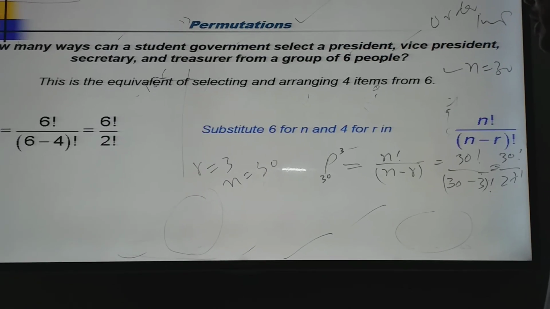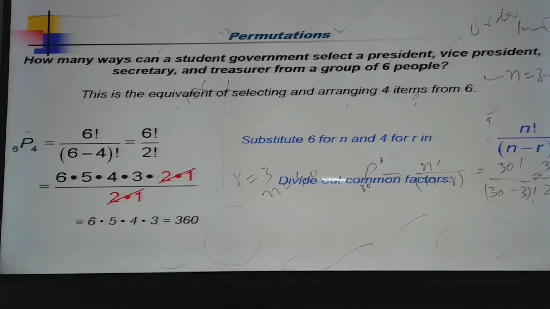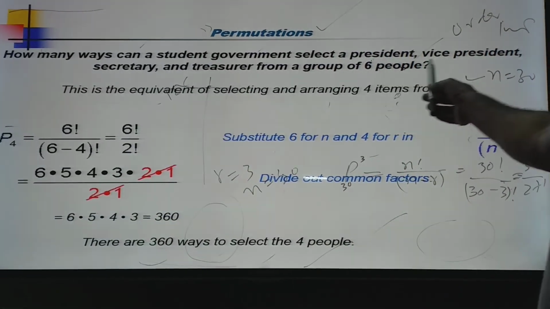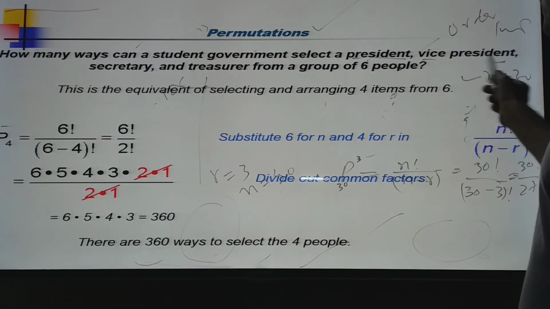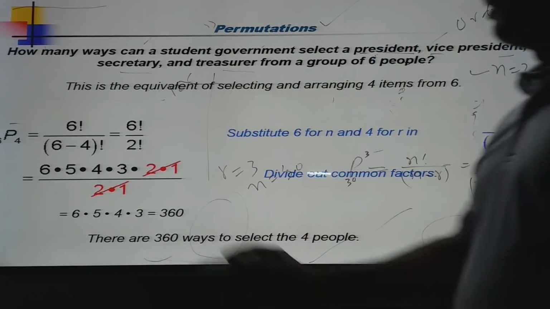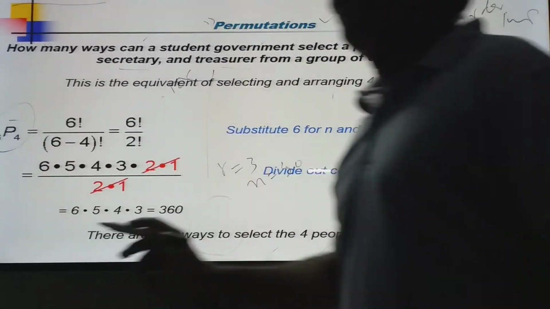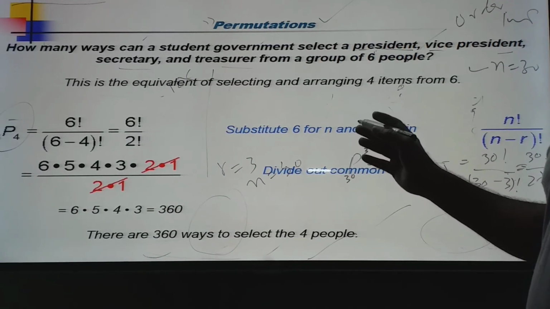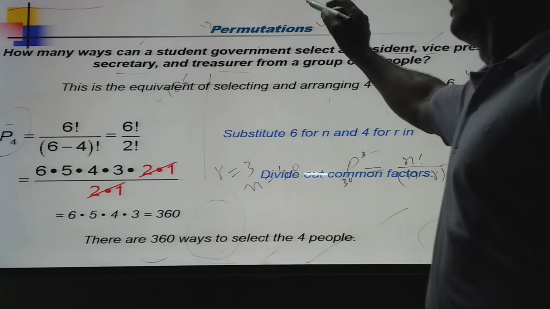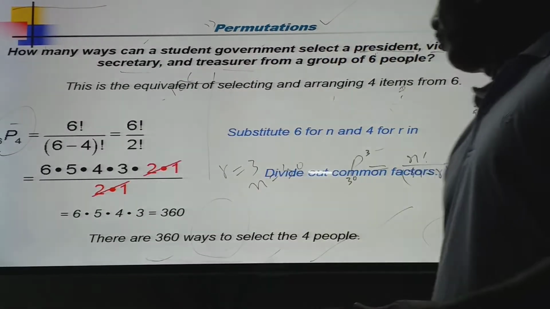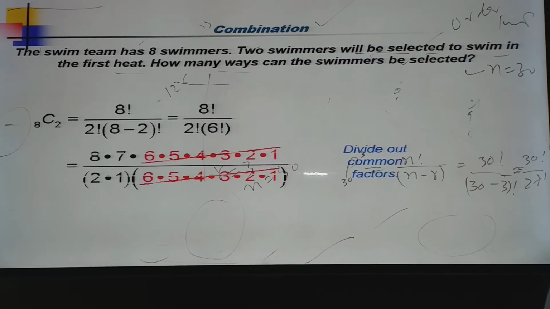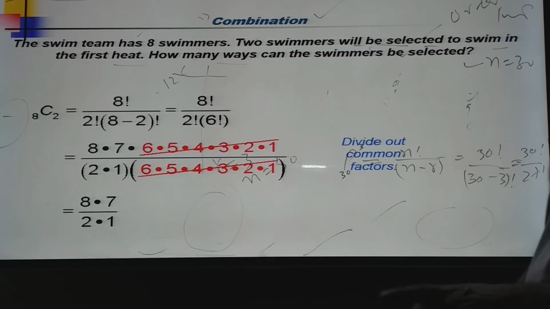Another problem, see. How many ways can a student government select a president, vice president, secretary and treasurer? You have to select 4 out of 6. But first the president, second the vice president, then the secretary, then the treasurer. So order is important, and when order is important you apply the permutation formula. So in any problem you first have to find whether it's a permutation or a combination.